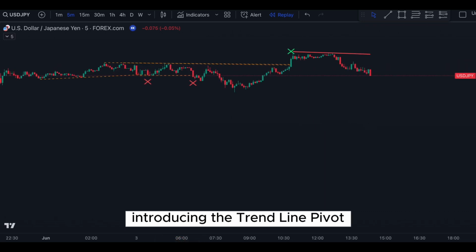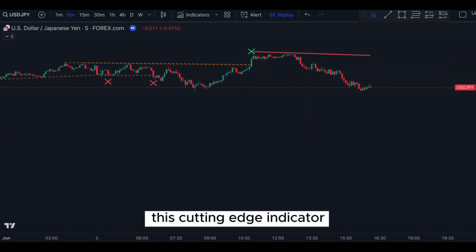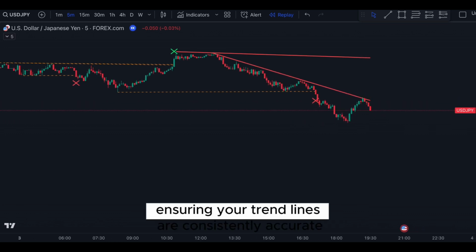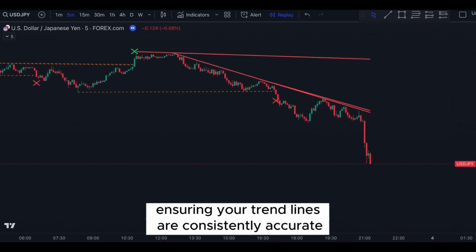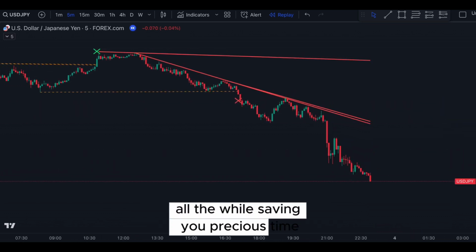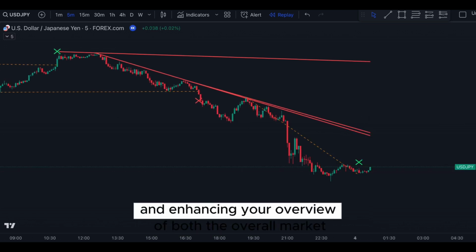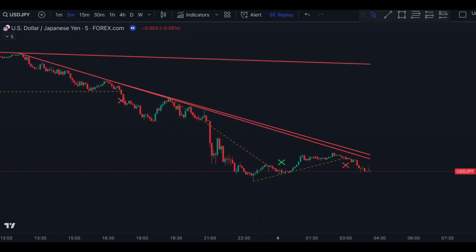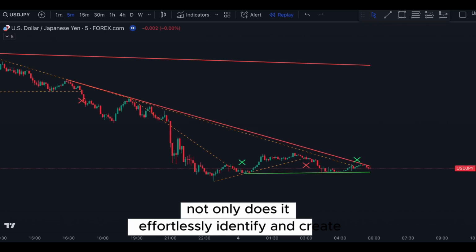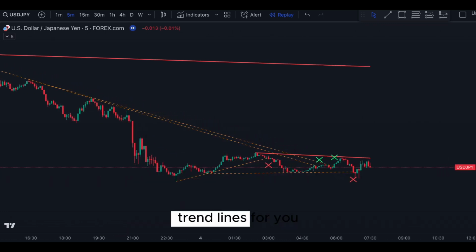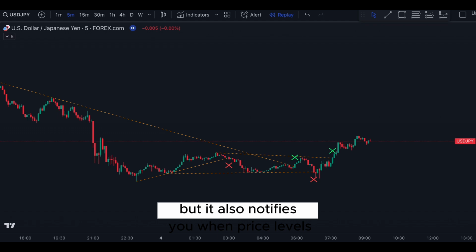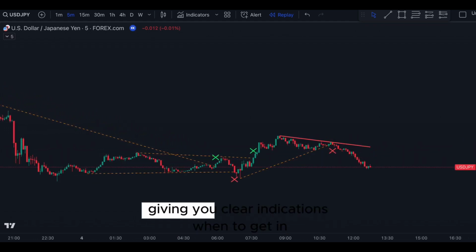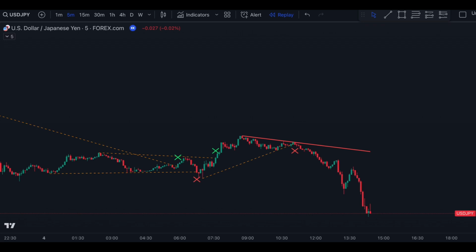Introducing the Trendline Pivot. This cutting-edge indicator automates the entire process, ensuring your trend lines are consistently accurate, all the while saving you precious time and enhancing your overview of both the overall market and current trends. Not only does it effortlessly identify and create trend lines for you, but it also notifies you when price levels breach those trend lines, giving you clear indications when to get in.